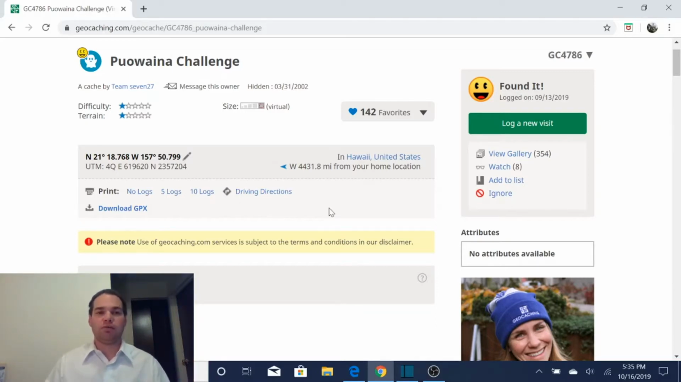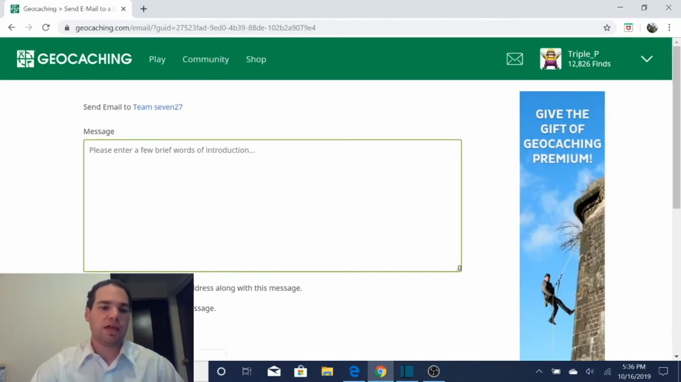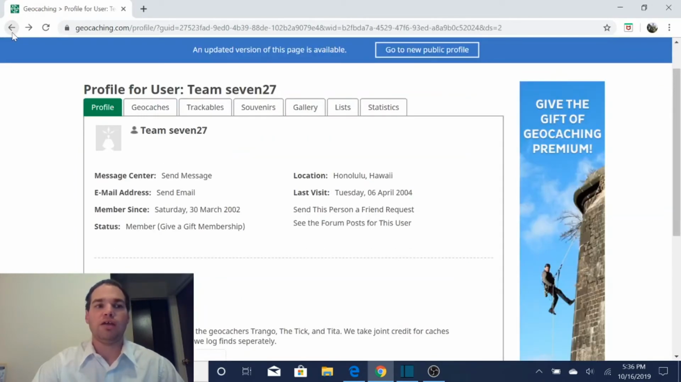There's not a container, which is another similarity. There's not going to be a logbook, so that's similar to earth caches, and you're going to log them the exact same way you would log an earth cache. If they do have questions that they want you to answer, you're going to use the cache page of the cache owner. You're going to click on send email, type in the message, and you will be on your merry way to submitting your answers and getting credit for the find.